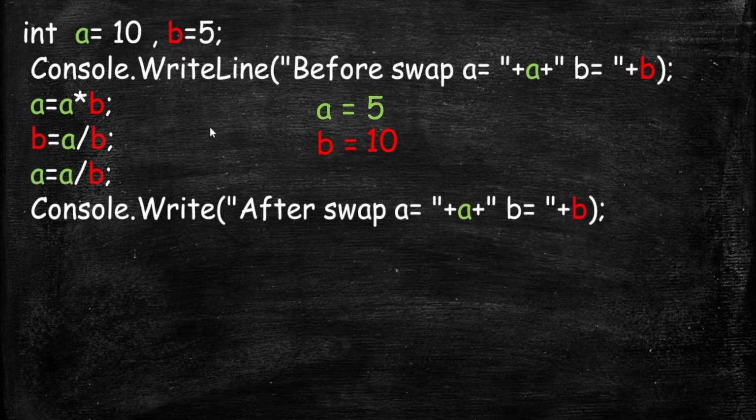Then we just have to print after swap that A is equal to 5 and B is equal to 10. So this is how you can do it using multiplication and division. Now I will show you how you can do it using plus and minus.